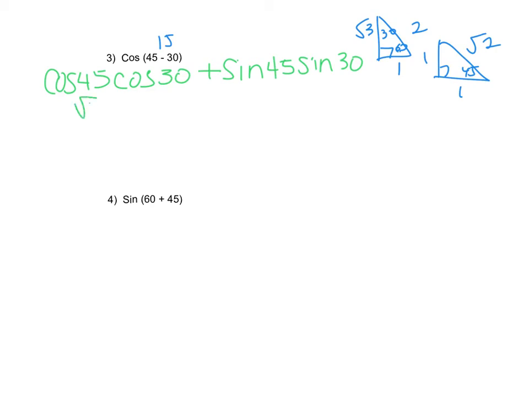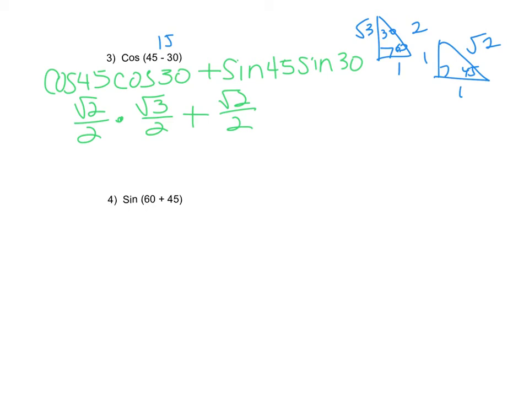So it's going to be radical 2 over 2, and then we're going to do multiplied by cosine of 30. I'm at the 30. Cosine is adjacent over hypotenuse, so that's going to give me radical 3 over 2. And then we're adding to that the sine of 45, which is 1 over radical 2, which is radical 2 over 2 when you clean it up.